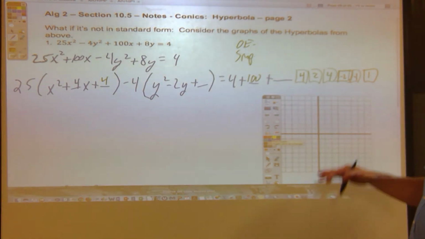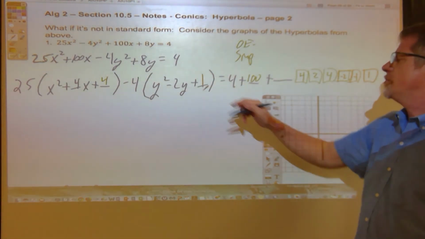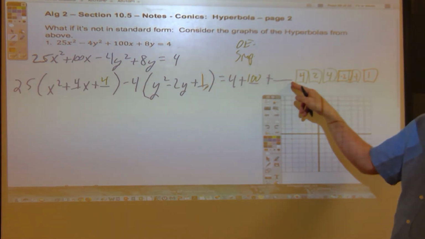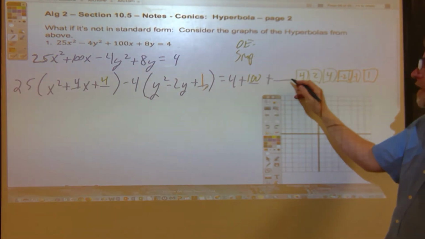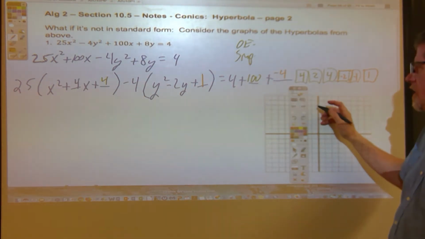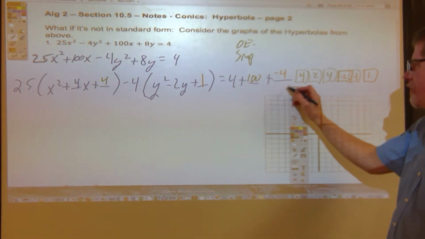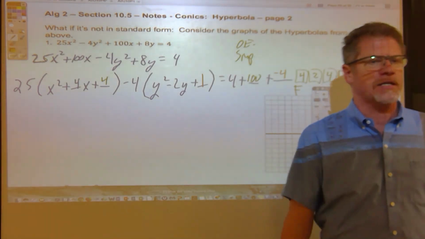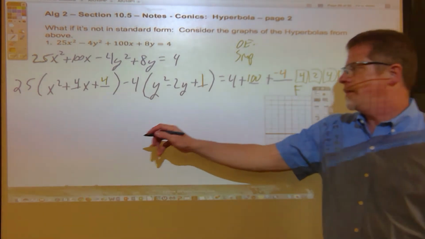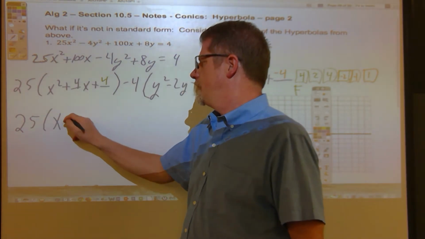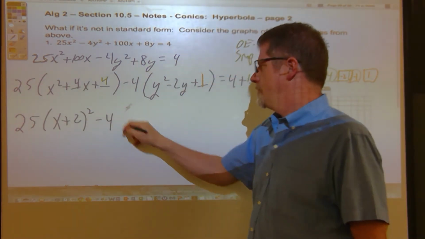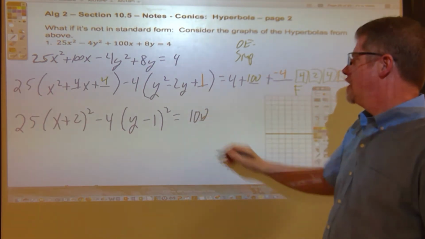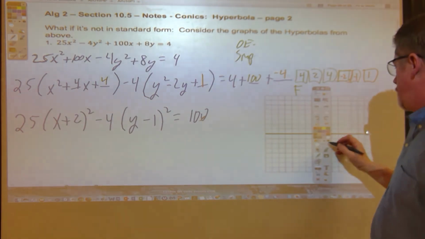Now, to complete the square in Y, the third box is 1. What number will balance that change over here? Let's go with Alana. -4 is correct. Our next code is going to be F for factor. What is the factored form of this going to be? Please, Bethany. 25 in parentheses x plus 2 squared minus 4 with 1 in parentheses y minus 1 squared equals 100. Nice work on the factoring step.